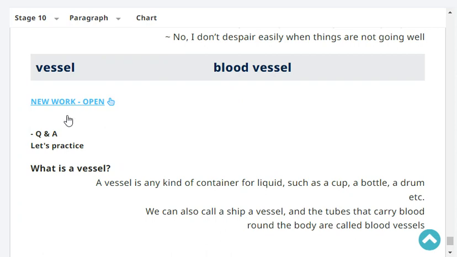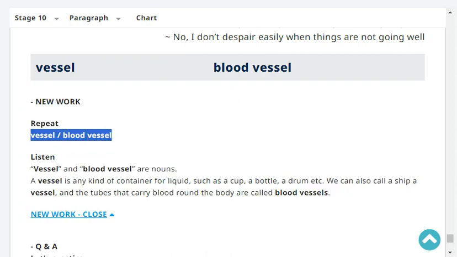Very good. Next, repeat: vessel, blood vessel. Very good. Okay, listen. Vessel and blood vessels are nouns.